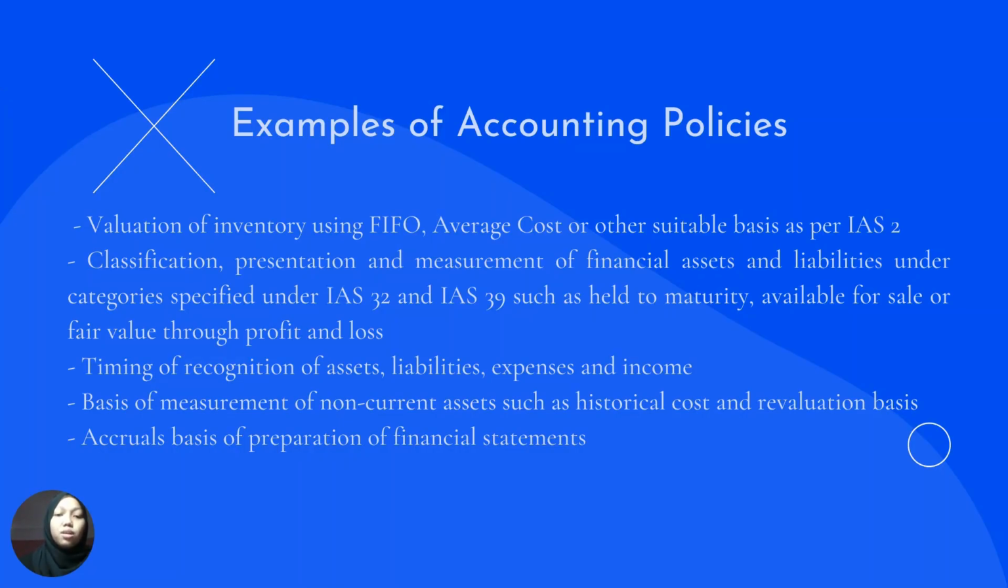The next one is examples of accounting policies. The first one is valuation of inventory using FIFO, average cost, or other suitable basis as per IAS 2. The next one is classification, presentation, and measurement of financial assets and liabilities under categories specified under IAS 32 and IAS 39, such as held to maturity, available for sale, or fair value through profit and loss.